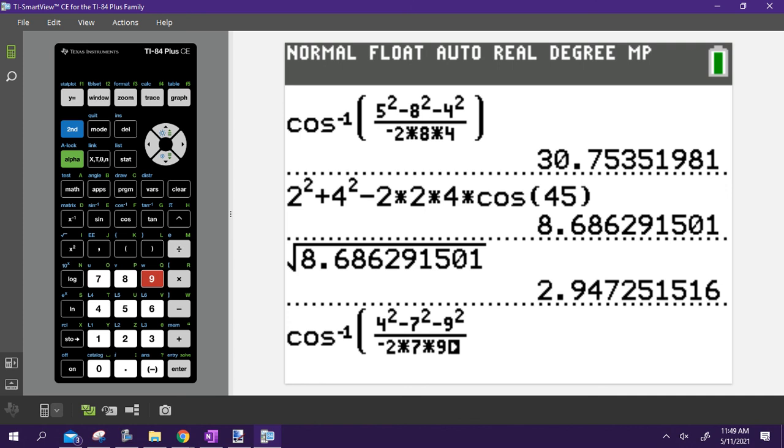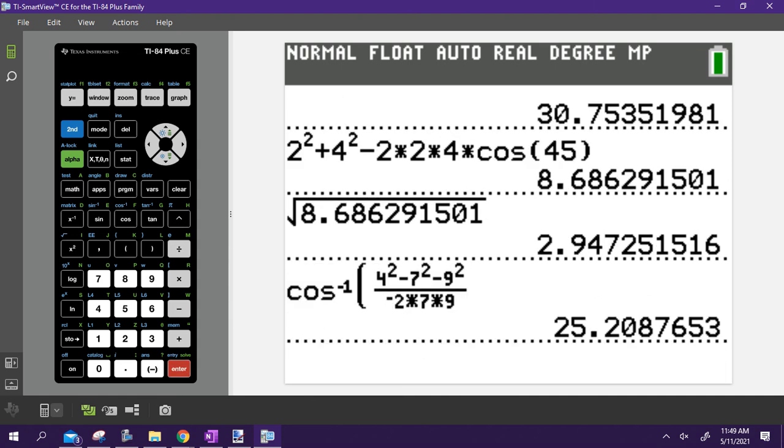If you're not using the fraction bar, parentheses play a huge role here. You'd have to put the whole top in parentheses and the whole bottom in parentheses. That's why I use a fraction, so I don't have to mess with it. 25.2 degrees is going to be alpha.